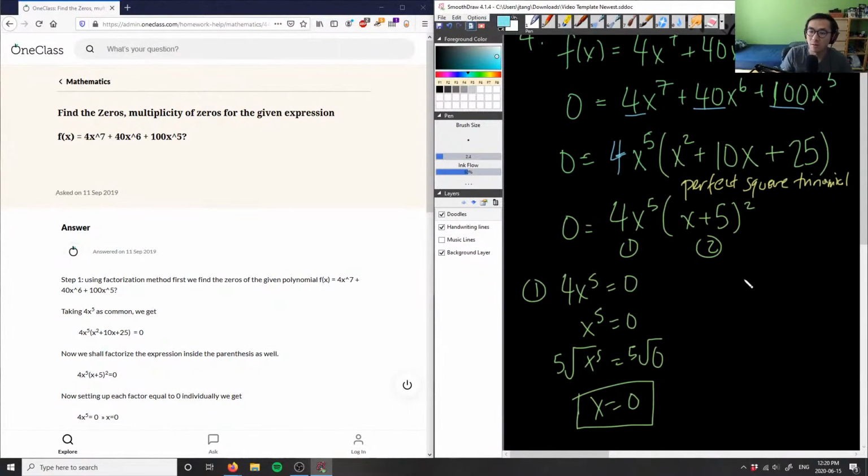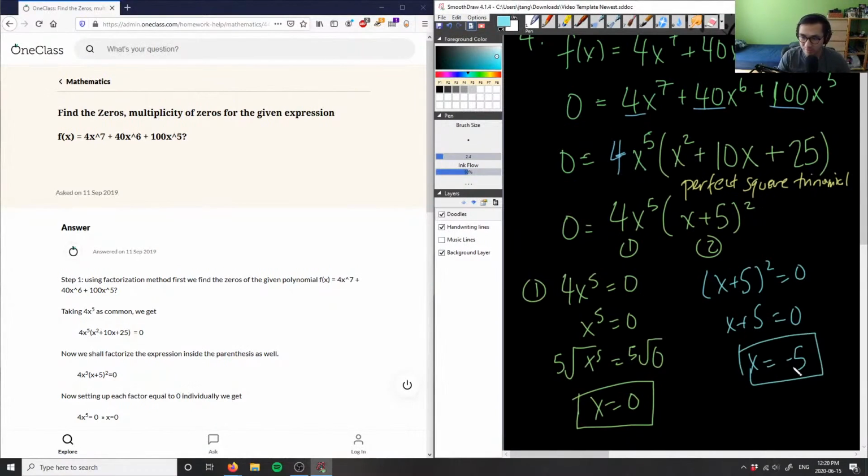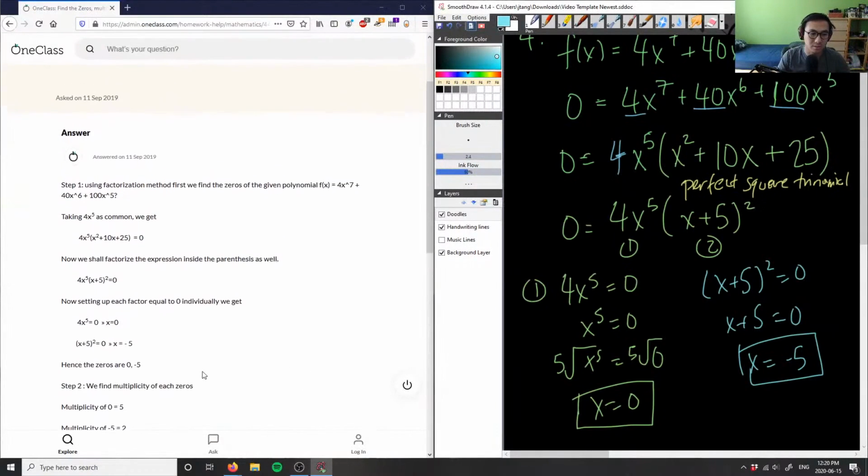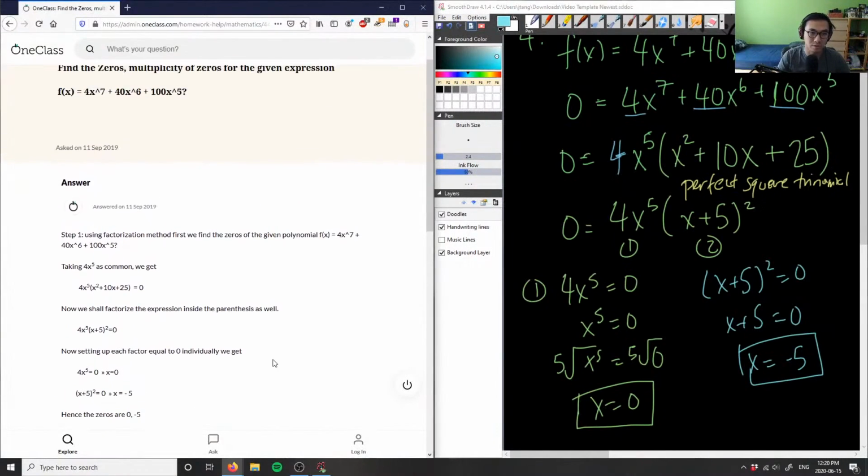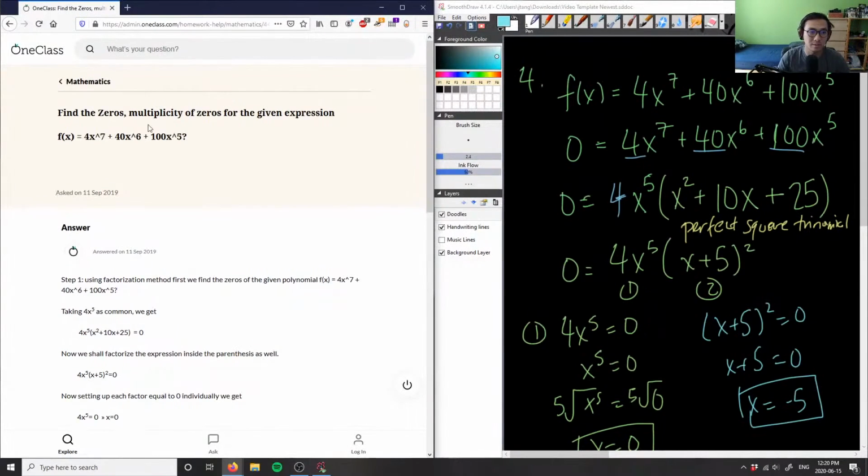For the other factor, if I set x plus 5 squared equals 0, I can square root both sides, so I get x plus 5 equals 0, and then subtract 5 from both sides, so x equals negative 5. So my 2 zeros here are x equals negative 5 and x equals 0. As you can see, the zeros are 0 and negative 5, which is great. We've solved for these zeros, and now we have to solve for the multiplicity of these zeros.